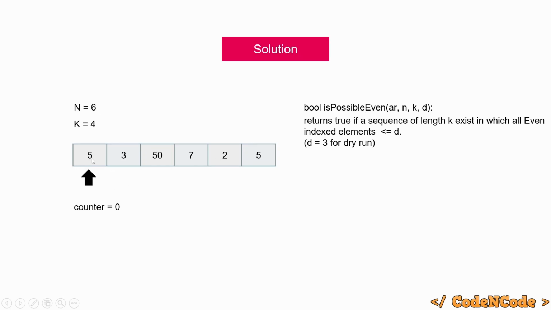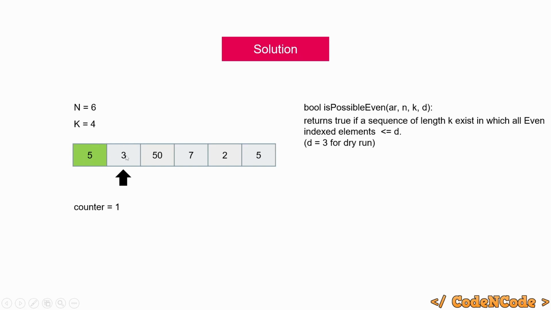That means I don't care what element is there at odd indices. This function only returns true if all elements at even indices are less than equals to t. What element is there at odd indices, we don't care. So since counter is equals to 0, this will be the first element, that means an odd indiced element, and hence I don't care what element this is. So I can directly increment my counter and add it to my subsequence. That means this element is part of my 4 length subsequence.